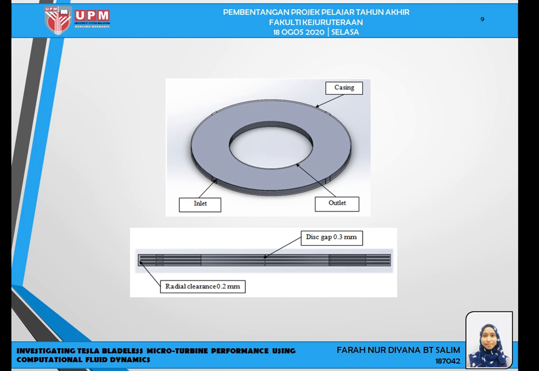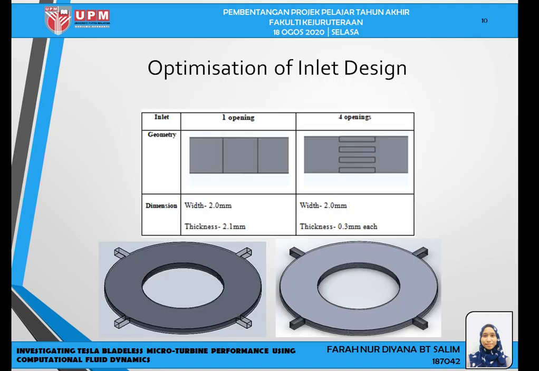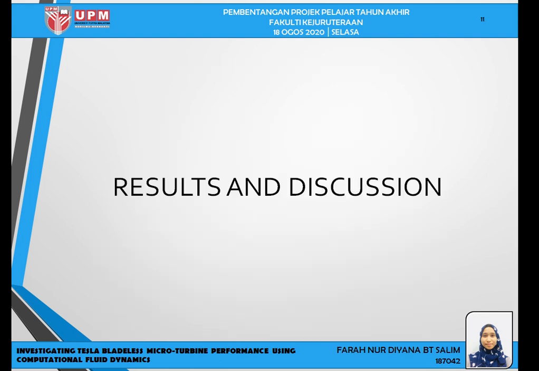Okay, next, this is briefly my circumferential or validated design: casing, inlet and outlet. For the disc gap, I'll be having a thickness of 0.3 millimeter, and the radial clearance between the casing and the disc edge is about 0.2 millimeter. Okay, so for the optimization of my inlet design, these are the 2 basic inlet designs. We'll be extending the inlet as in the 2 figures below, extending the inlet by 5 millimeters to ensure laminar flow.